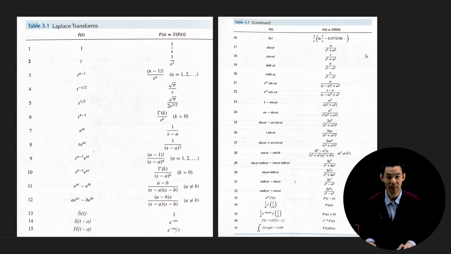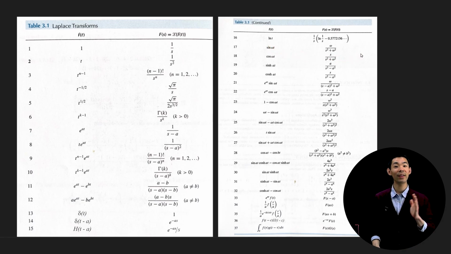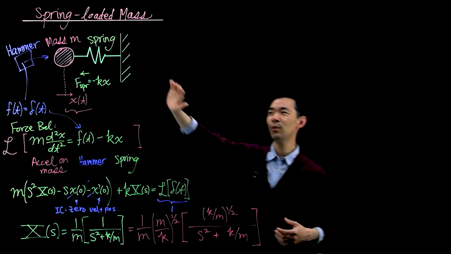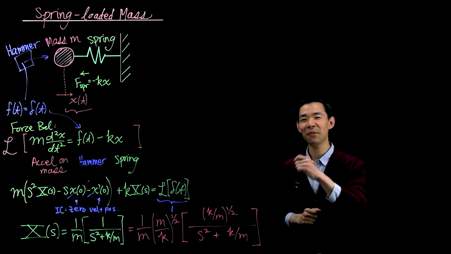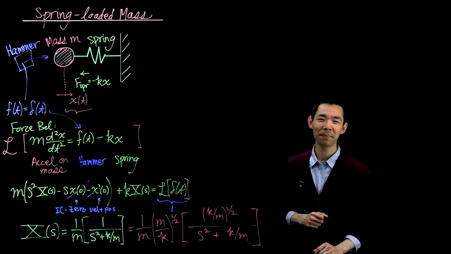And actually, let's go back to the screen here. We can see row number 17 has omega over s squared plus omega squared, and its inverse is sine omega t. So that omega factor must be the frequency of the oscillation. And the fact that we get a sine is pretty encouraging, because you would expect this problem to have a sine hidden in there somewhere. Back and forth, back and forth.